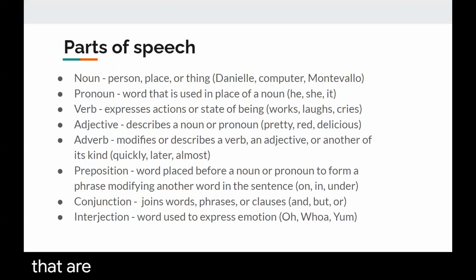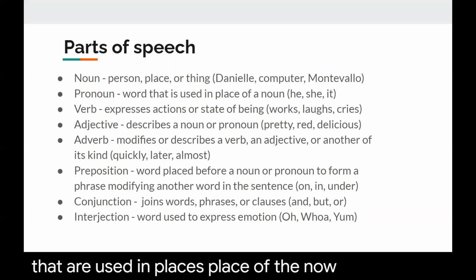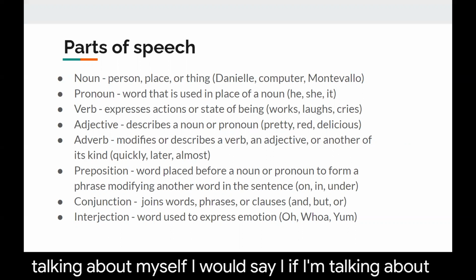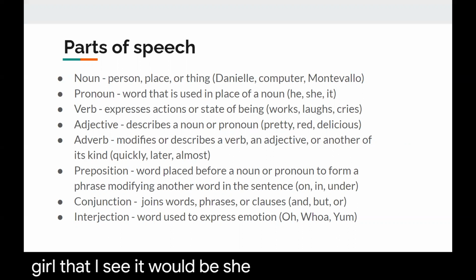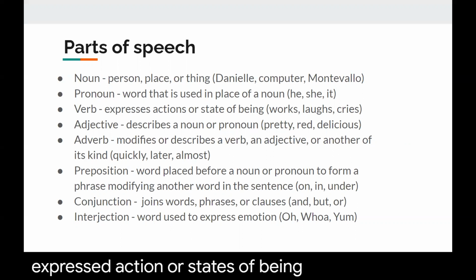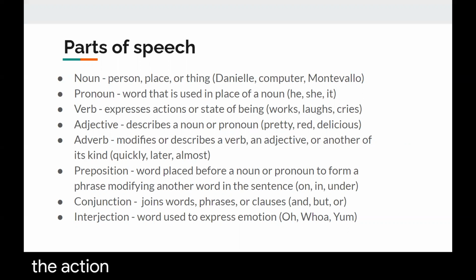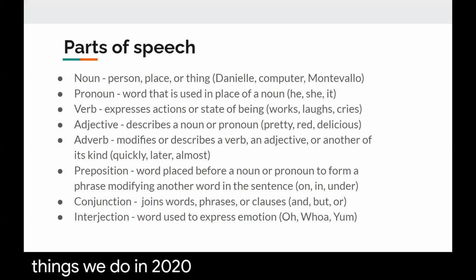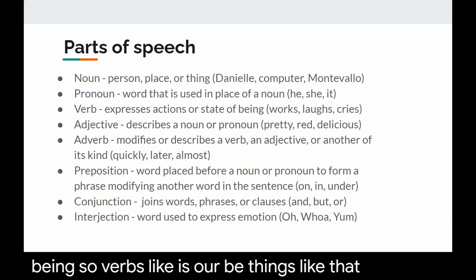Pronouns are words that are used in place of the noun. So if I'm talking about myself, I would say I. If I'm talking about a girl that I see, it would be she, things like that. Verbs express action or states of being. So these are all of the action words that we hear: works, laugh, cries, all things we do in 2020. And it can also be a state of being. So verbs like is, are, be, things like that.